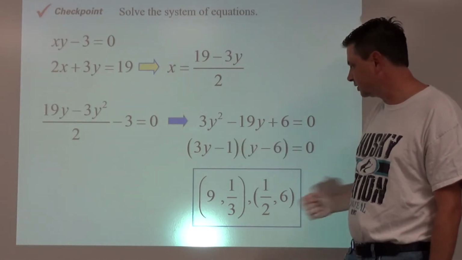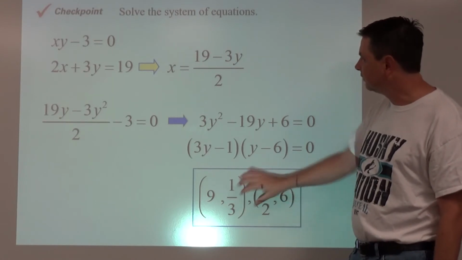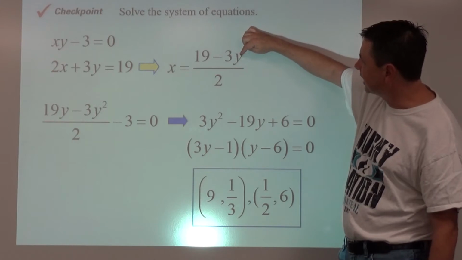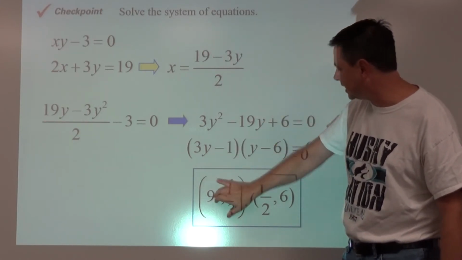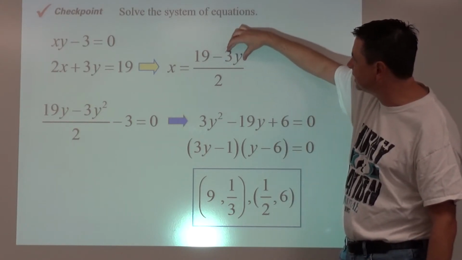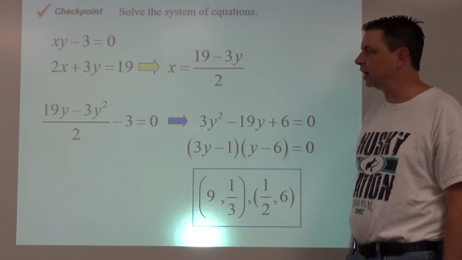That factors. We get y is 1/3, y is 6. If it's 1/3, -3 times a third is -1. 19 minus 1 is 18, divided by 2 is 9. And for the 6, 19 minus 18 is 1. 1 divided by 2 is 1/2. And we've got our solutions.